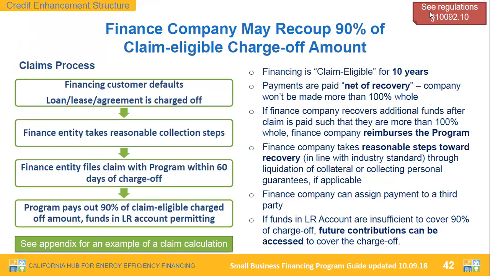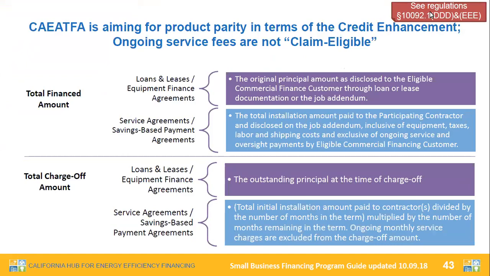We're also allowing finance companies to use future contributions to cover charge-offs if they don't have enough in their account at the time of the default. And this would be allowed until the end of the fiscal year. So for the details of this, I really encourage the finance companies to read the credit enhancement section in the regulations, which is pretty short, but has all of these details.